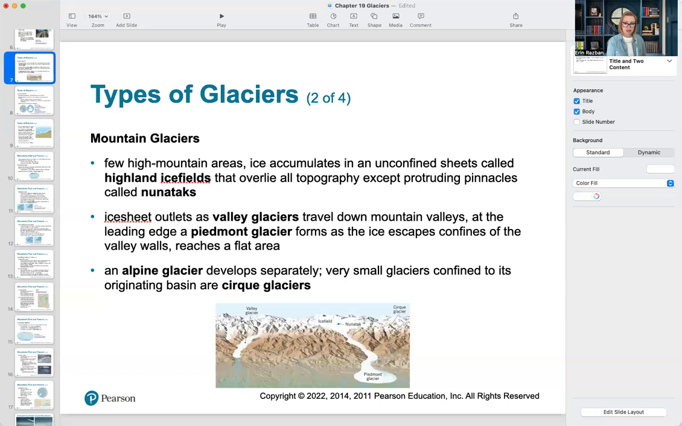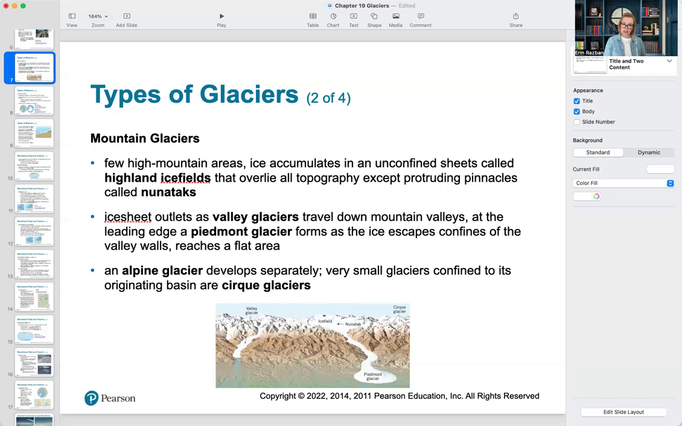From ice fields, we often see valley glaciers develop. These are long, narrow features resembling rivers of ice that spill out of their originating basins and flow down a valley. Most of the time, that valley is carved by a glacier, by the way. Now, when a valley glacier extends to the mouth of its valley and spreads out broadly over flat land below, we call it a Piedmont glacier.